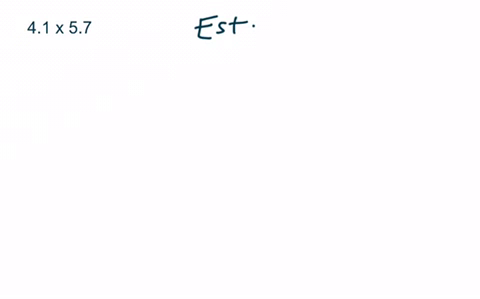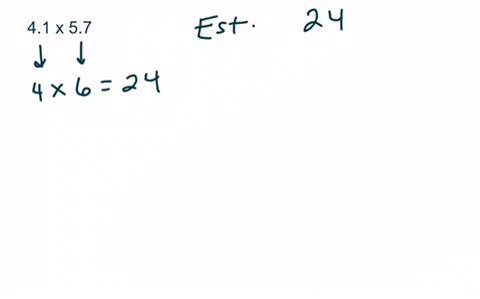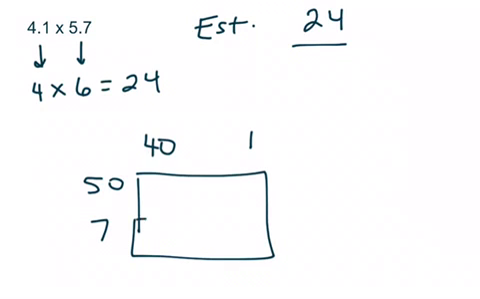So 4 and 1/10 will round to 4. 5 and 7/10 will round up to 6. 4 times 6 is 24. I'm going to get an answer around 24. Now that's key because the way I like to solve this is just by simply ignoring the decimals. So I can look at this problem as 41 times 57. And once I get this answer, I can go ahead and put the decimal back in the problem.